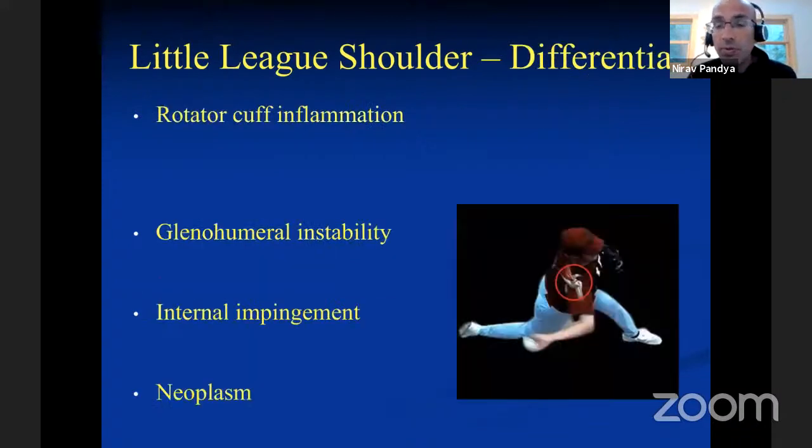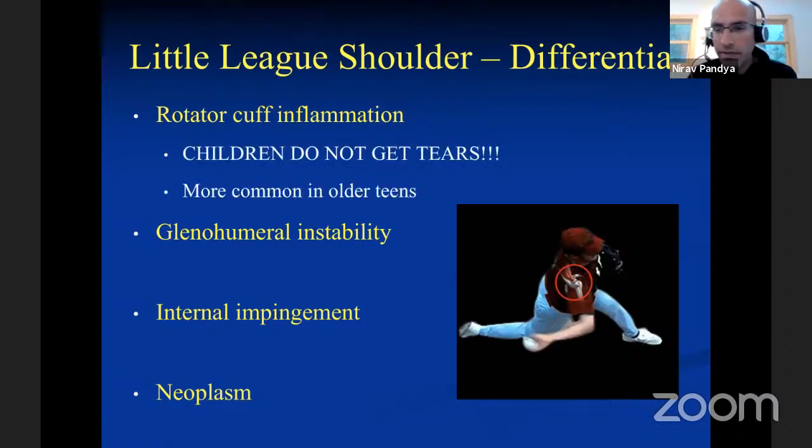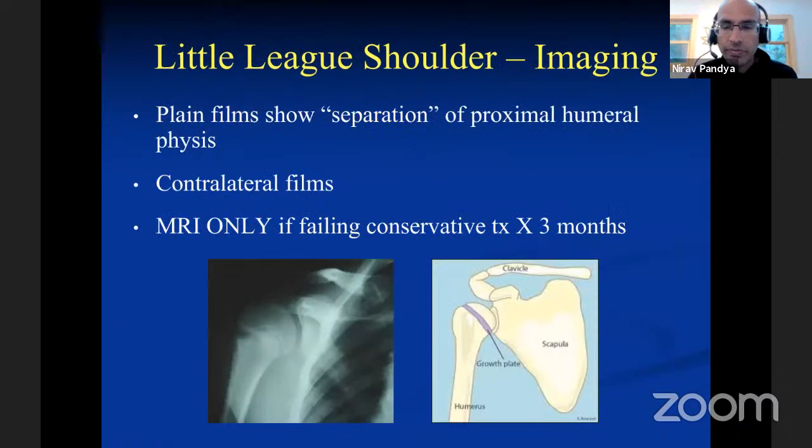Other things that people worry about, which you don't have to worry about, are rotator cuff inflammation, which will happen in older patients. Most of these patients won't have instability, they won't have internal impingement, and they won't have a tumor, obviously. On plain films, they'll show separation of the proximal humeral physis. If you're concerned or you can't tell, get contralateral films to look for that widening. And once again, MRI only if they're failing conservative treatment for 3 months.